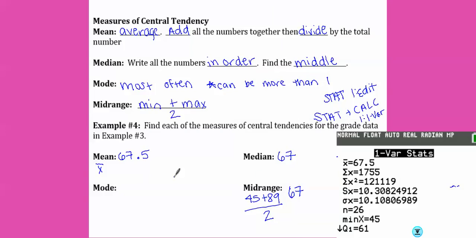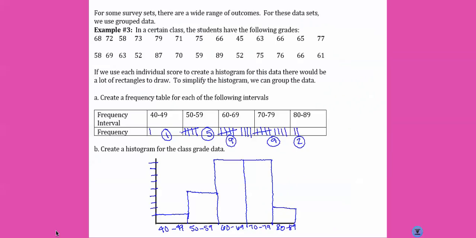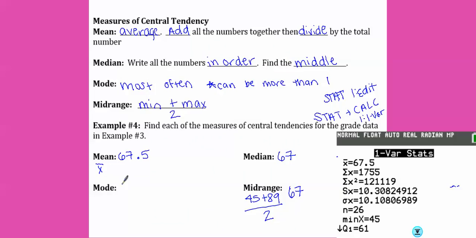To find the mode, I'm going to go back to the list of data, and I'm going to see which of these numbers happens the most often. And I would say there's 1, 2, 3, 66, so that means our mode is 66. If there was another number that was there 3 times, then we would list both of them. That's all for today. I'll see you in class.